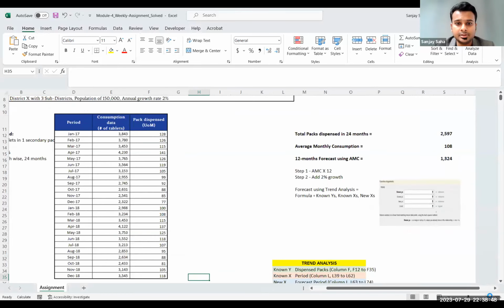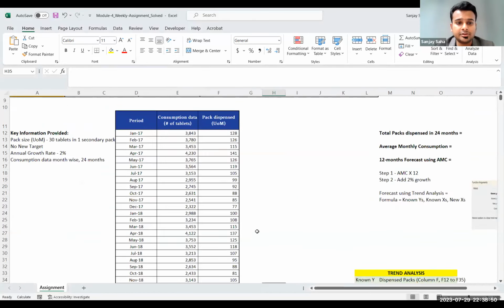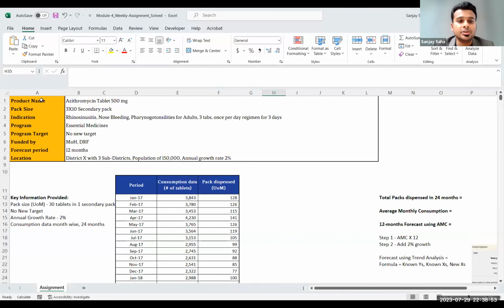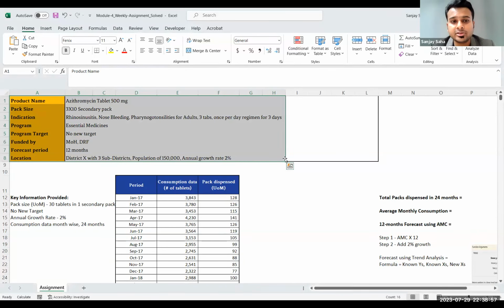You should be able to see the Excel now. So this was the data which was provided. First of all, the product was azithromycin tablet, 500 milligrams. The pack size, which was the unit of measure, was 3 into 10 in a secondary pack. Each primary pack has 3 tablets, and the secondary pack has 10 primary packs, which means it has 30 tablets.